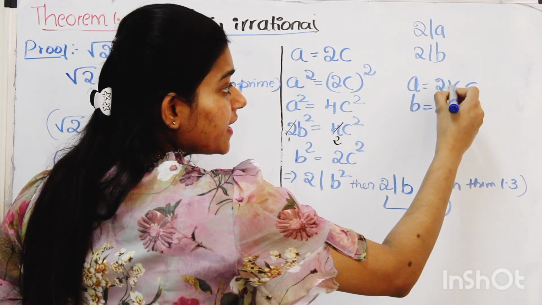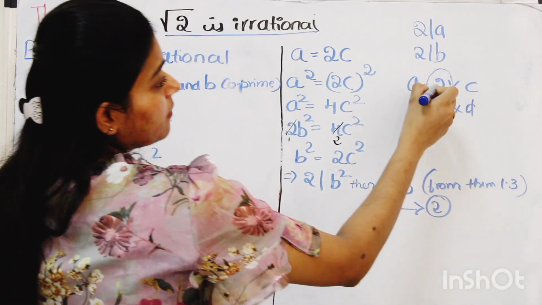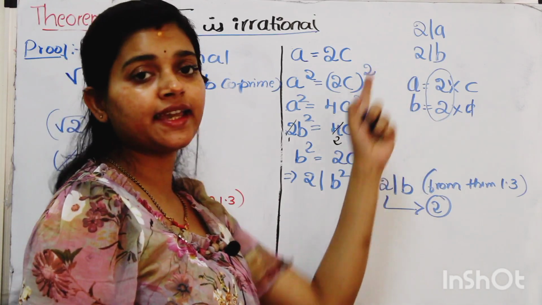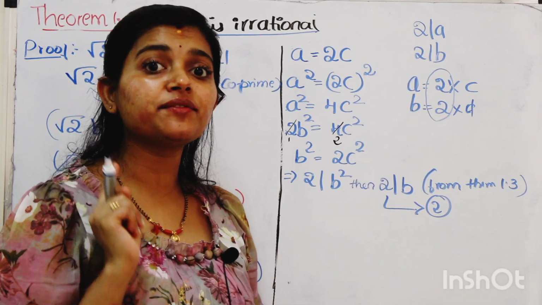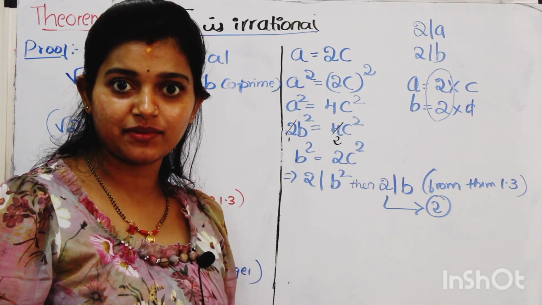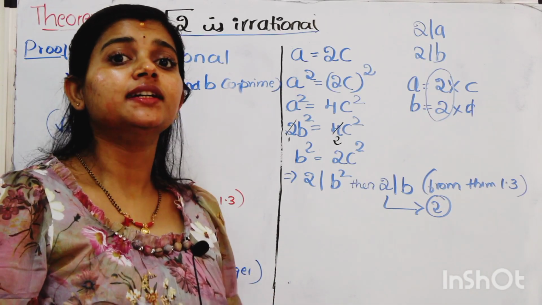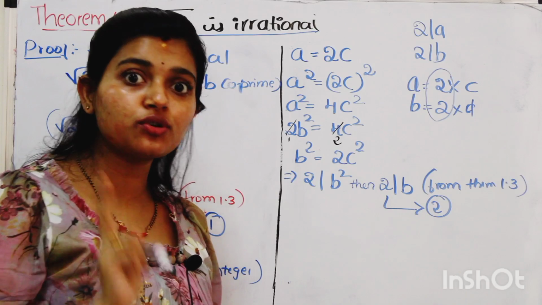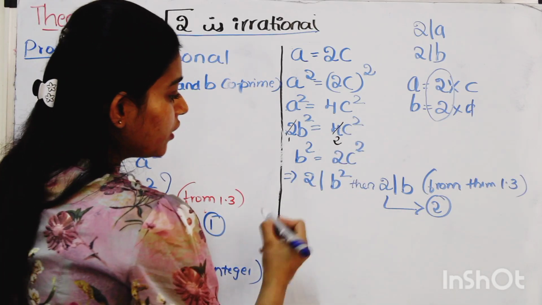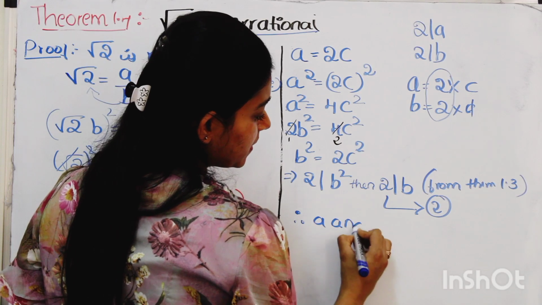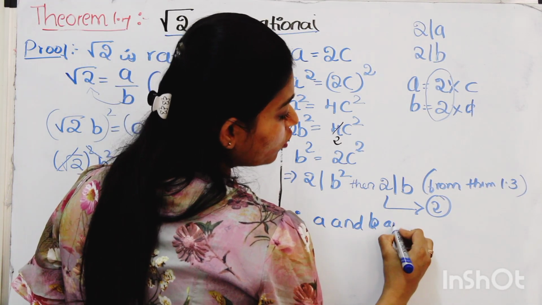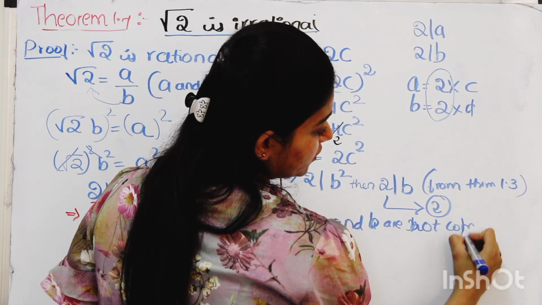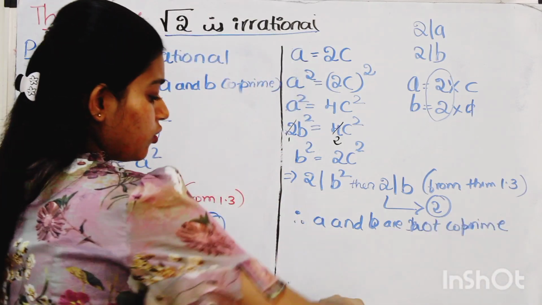Okay. So here you can see 2 is the common number in both, right? 2 is the common factor between a and b. So if there is a common factor, then it is not co-prime. You know what is co-prime? Co-prime means there is no common factor between two numbers. But here you can see a common factor. Therefore, what you get is a and b are not co-prime. So if you see here, a and b are not co-prime.